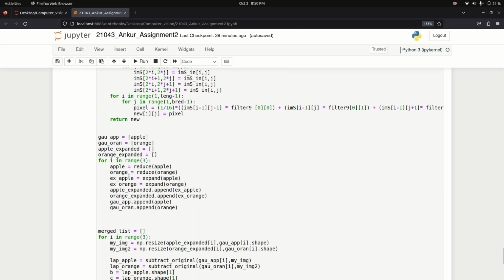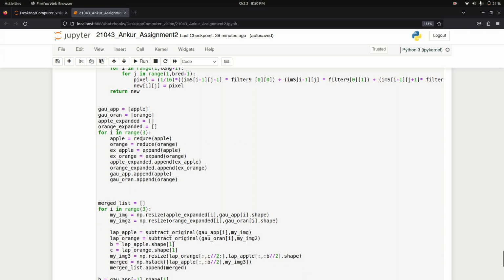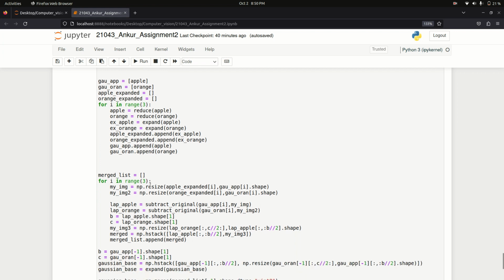So first of all, I have created two lists. First is GAU apple and second is GAU orange. In this list, I originally store the original images of apple and orange, and later in these lists, I will store the Gaussian pyramid images of apple and oranges. So in this for loop, I have computed the Gaussian pyramids, and I have also expanded the images using the expand function which I have defined earlier, and then I have also stored those expanded images in different lists, which are apple expanded and orange expanded.